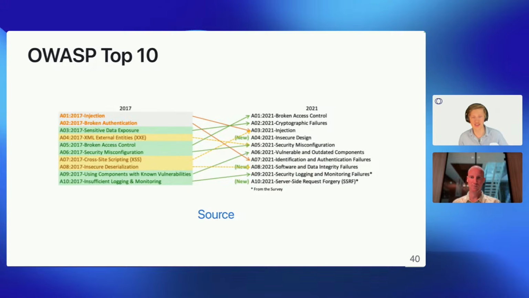OWASP Top 10. Every few years, this committee releases the top 10 issues and points of web security. And you can see here the most recent one is still from 2021. Probably there's a new one coming out soon, or maybe there is in the last few months. I haven't checked. And you can see in 2017 injection and broken authentication were huge issues.